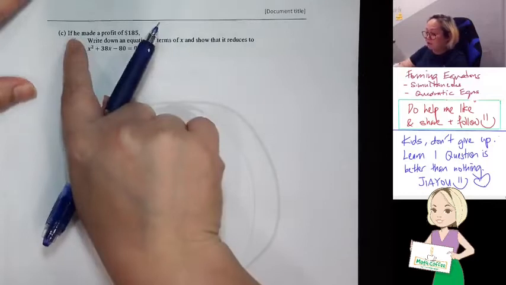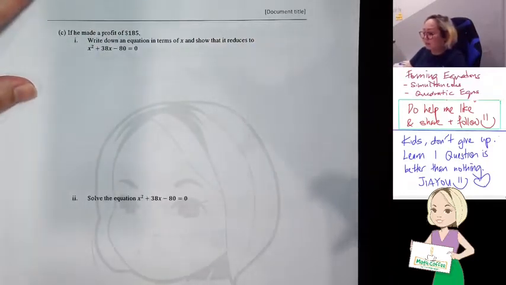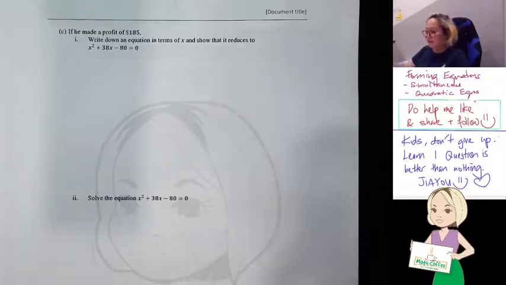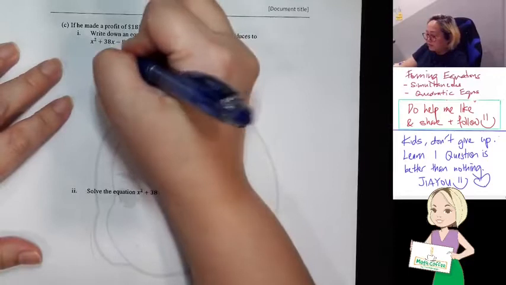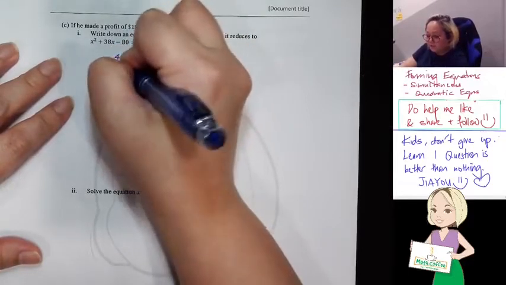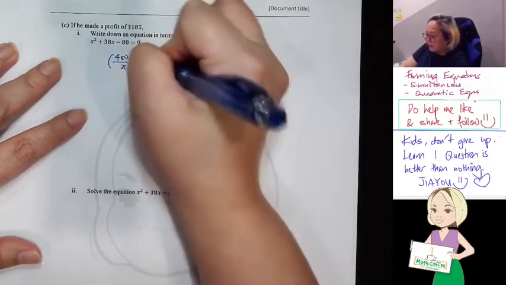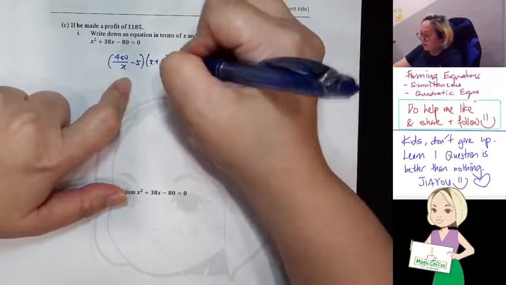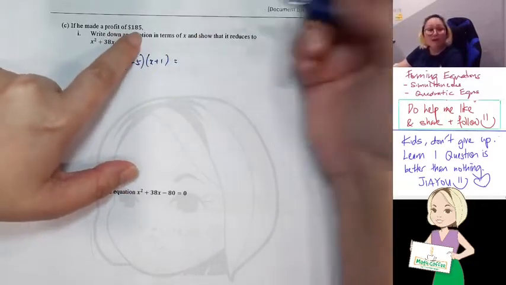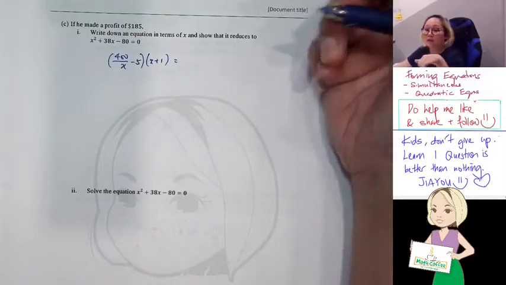Now they tell you, okay, after he collect the amount of money, he made a profit of $185. So how do you form the equation? So let me just write down what I wrote in front just now. 400 over X minus 5 multiplied by X plus 1. This is the amount that I received. Okay, they say it make a profit of 185. So of course, common mistake is students say, oh, this one times this one equals to 185. But it's wrong.